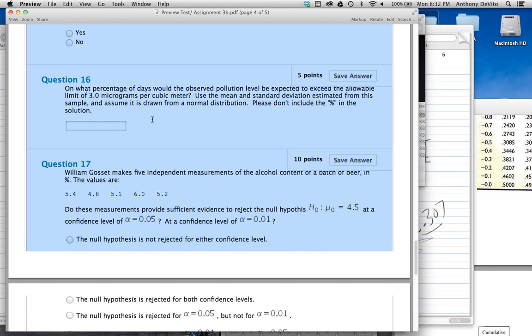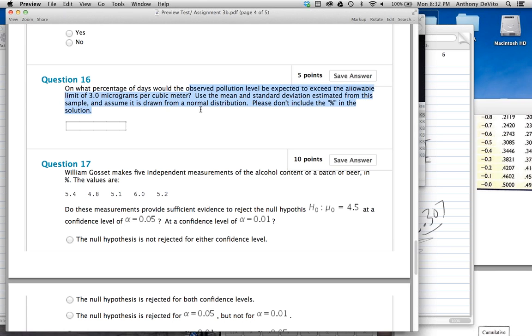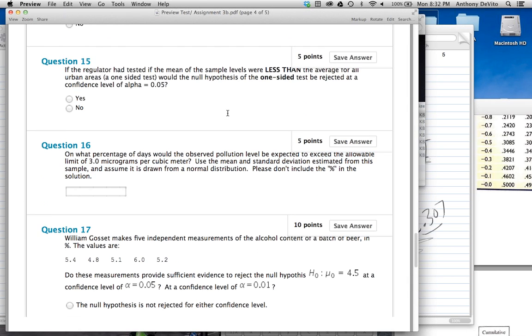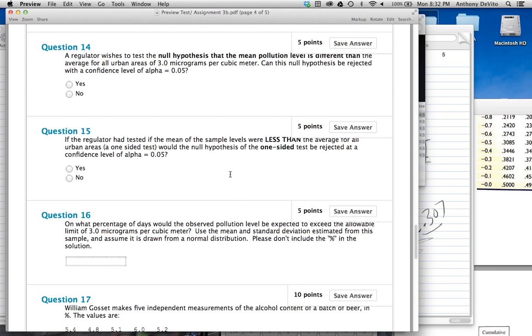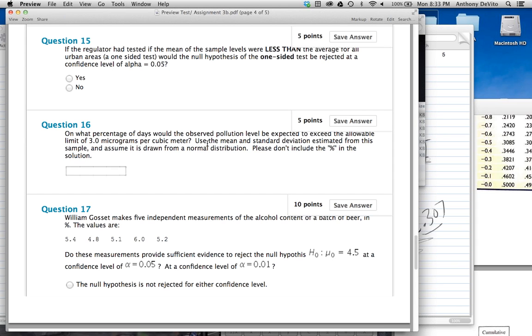So let's look at question 16. On what percentage of days would the observed pollution level be expected to exceed the allowable limit of 3.0? Use the mean and standard deviation in this sample, assumed to be drawn from a normal distribution. Well, we're stuck here. We only have the sample, and we're not going to use standard error because that's for samples. We're going to use the standard deviation.